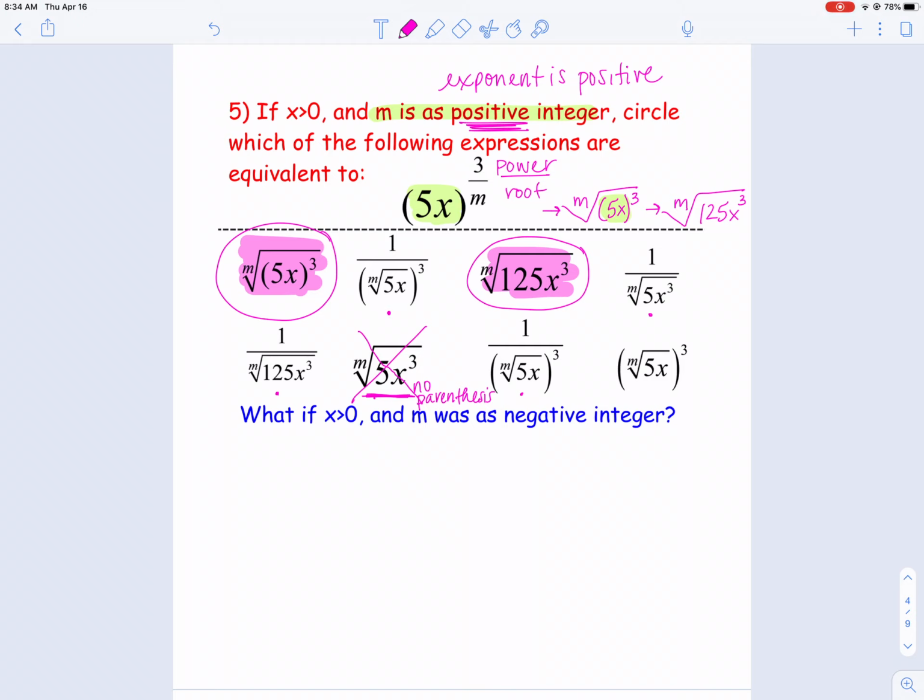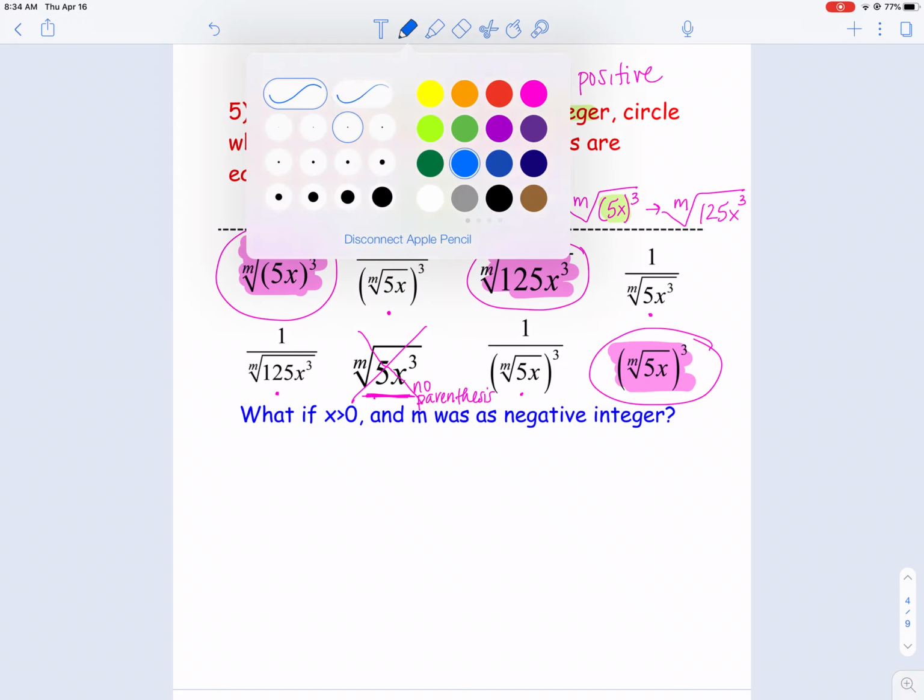So you have one more, because this guy's 1 over, so it can't be that one. Look at this one. Is the last one in here, the mth root of 5x to the third power, also acceptable? Yes. This is another one of your answers. That's just the other way to write it, with the whole entire thing in parentheses. So that's perfect.